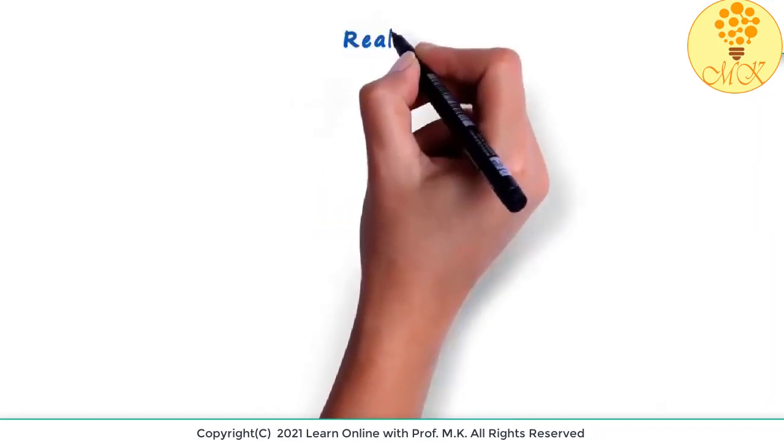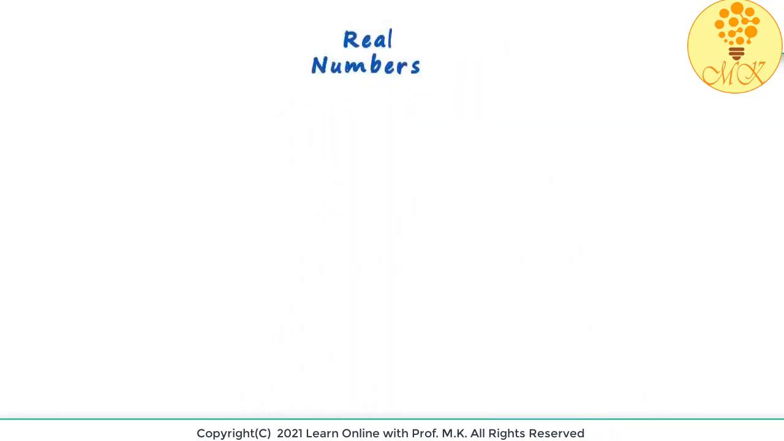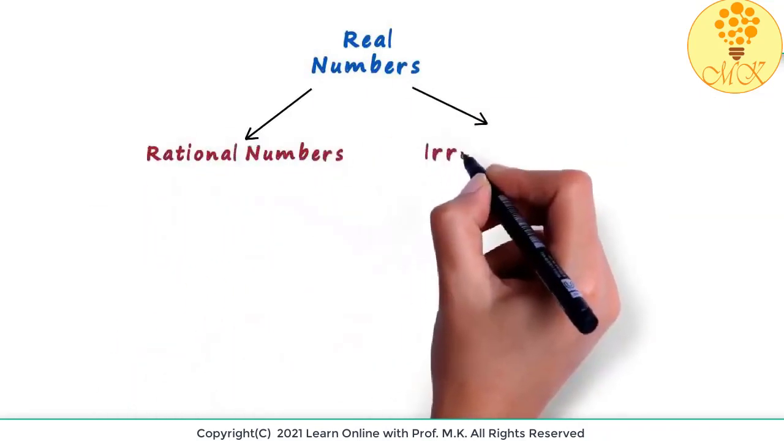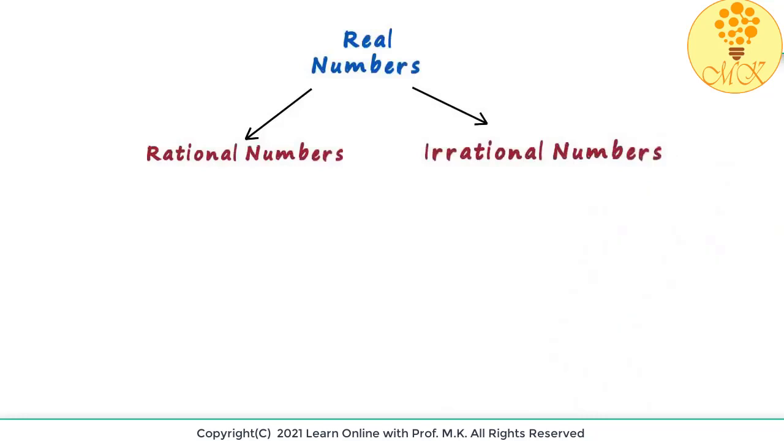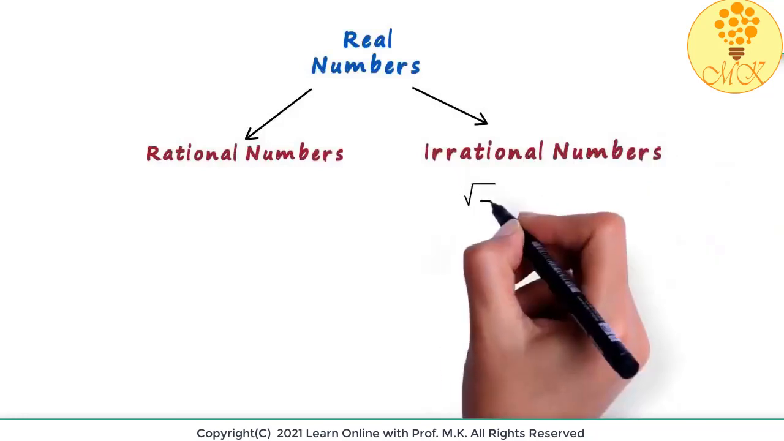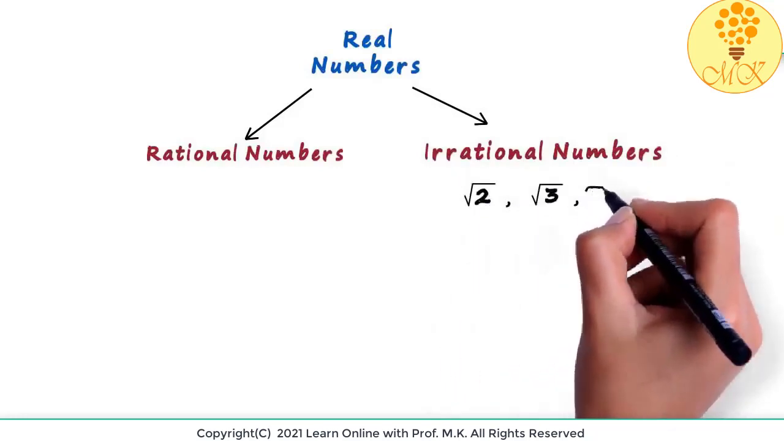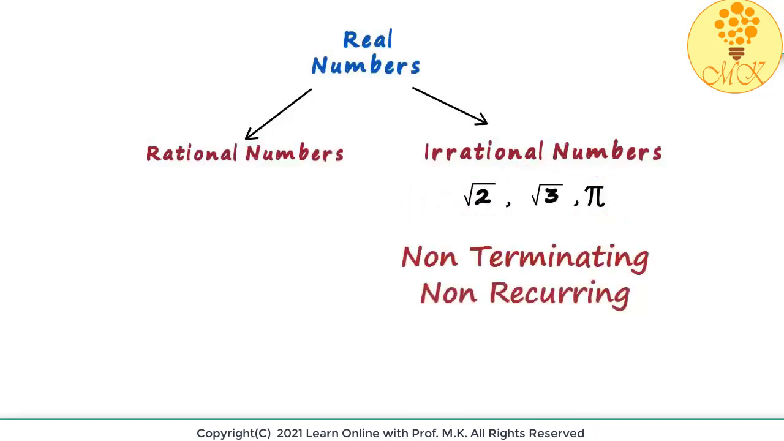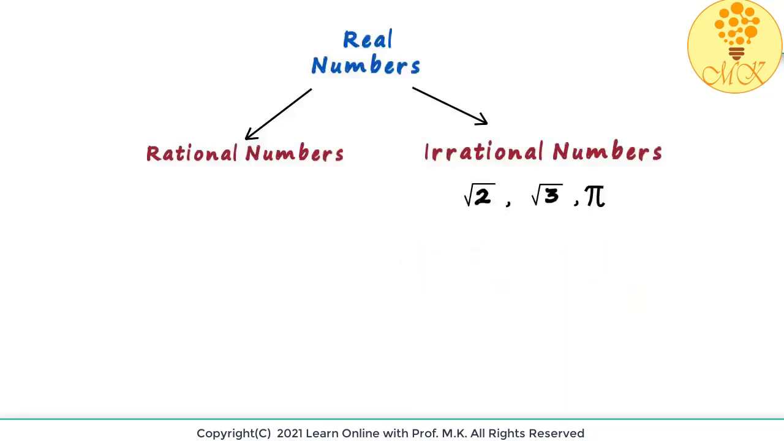Under real numbers. Real numbers can broadly be classified into rational numbers and irrational numbers. Irrational numbers are numbers like root 2, root 3, pi, etc. These numbers cannot be expressed in a fraction form like p divided by q. They are also called non-terminating, non-recurring decimal numbers.